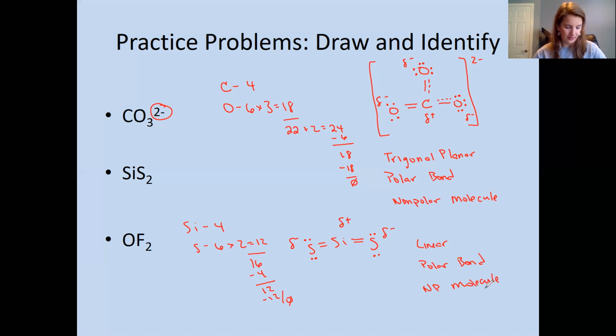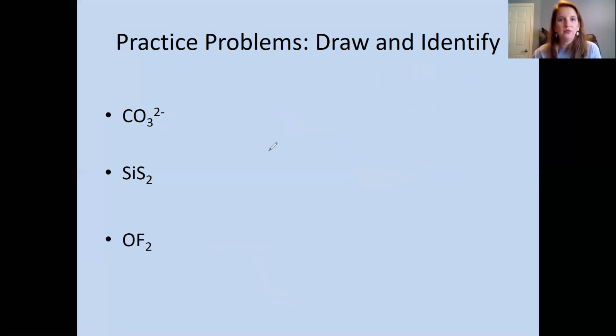Okay, so let me erase this here. We will do the OF2, and then you can practice on the next slide by yourself. So OF2, oxygen has 6 valence electrons, fluorine has 7, times 2 is 14. So we have 20 total valence electrons. Which atom is going to go in the center of our structure? The oxygen, and we're going to connect the fluorine to it. So we used 4 electrons, so we have 16 left.